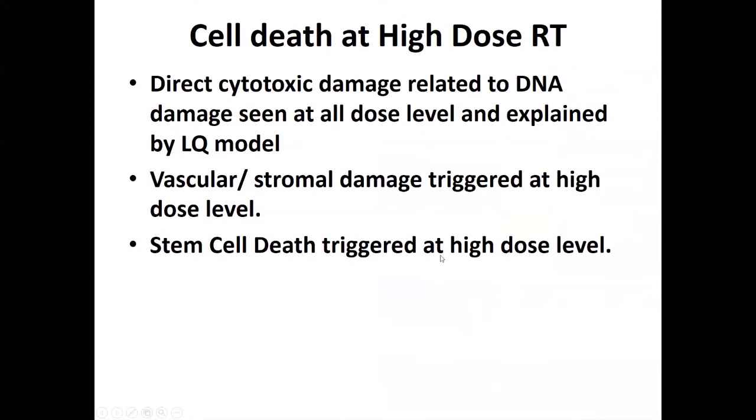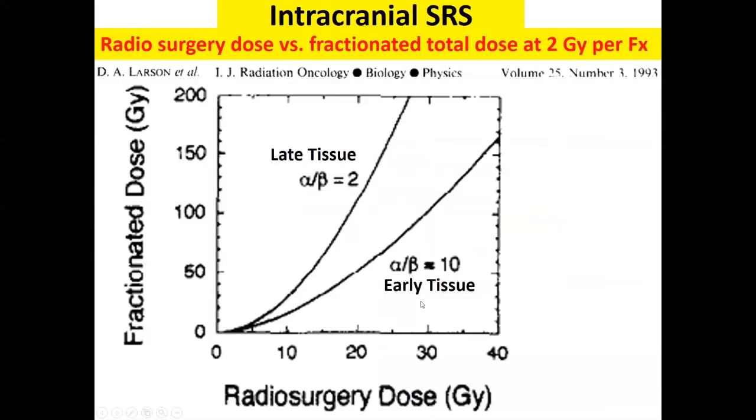So if I just summarize, based on the cell survival curve, the linear quadratic model, and other processes of cell kill, what are the processes of cell kill at high dose of radiation? Two processes, alpha and beta, remain the same as we see in fractionated radiotherapy. Third process, vascular damage. Fourth process is stem cell death triggered at high dose level. So these basically are the four processes.